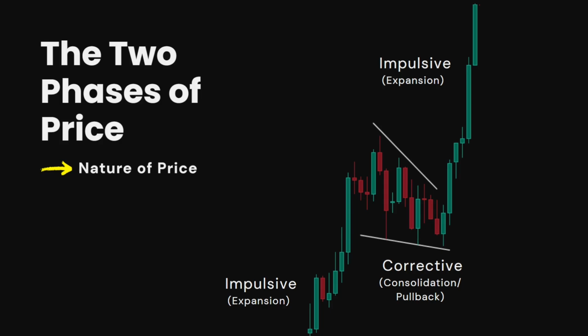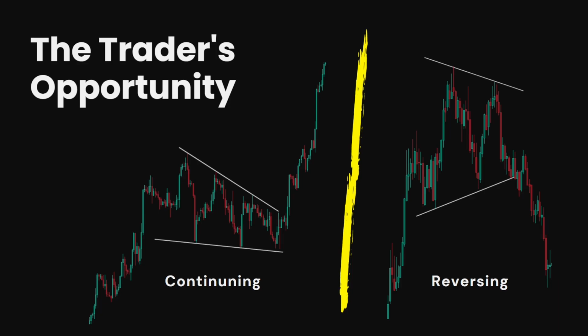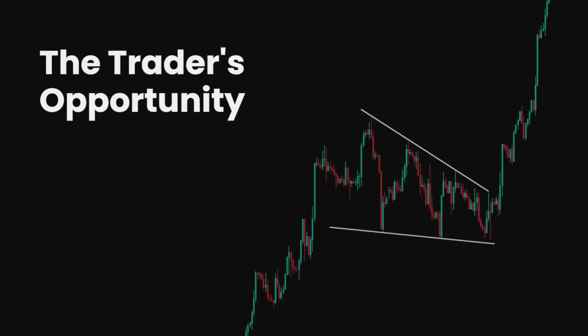And that leads us to the trader's opportunity. Within these phases, price is always doing one of two things. It's either continuing a trend or it's reversing it. Understanding this continuation-reversal dynamic at key levels is the foundation of pattern trading. Let's have a look at some examples, and we are starting with continuation patterns.